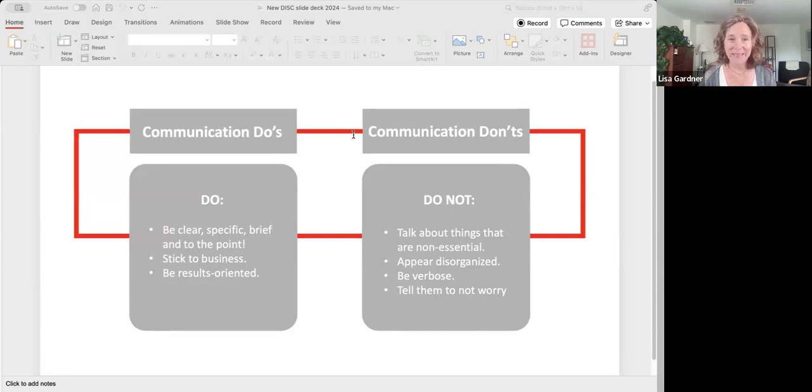So if you did score high in this style, how accurate does all of this feel for you? And if you didn't score high in this behavior, think about people you know in your life. Who is a high dominance?